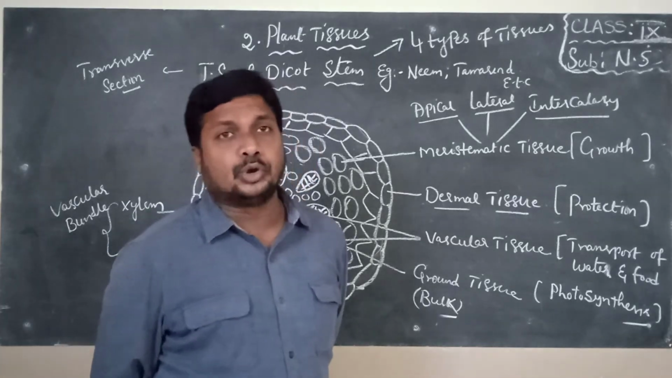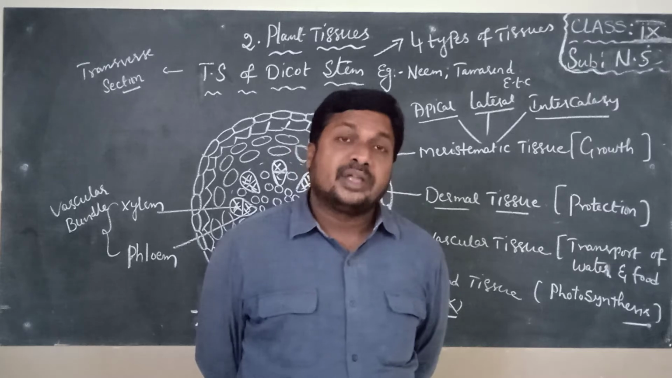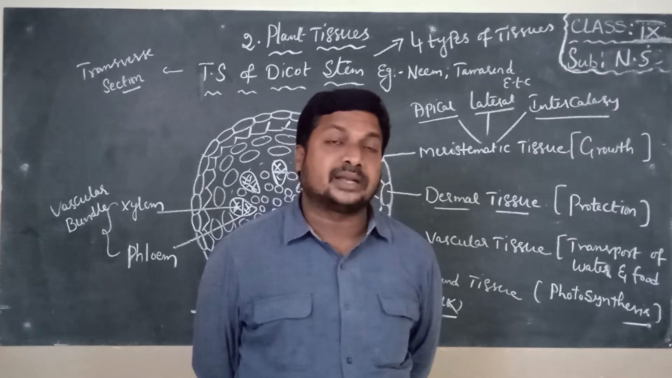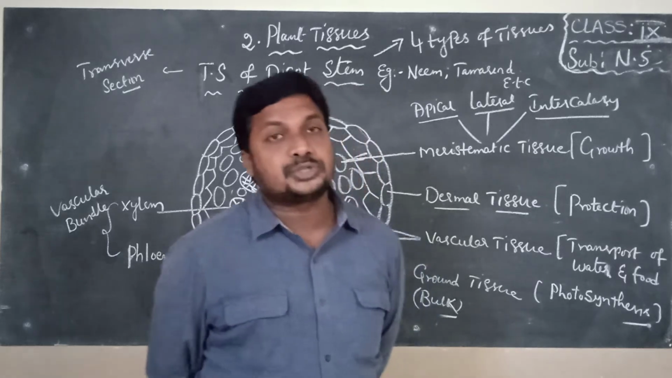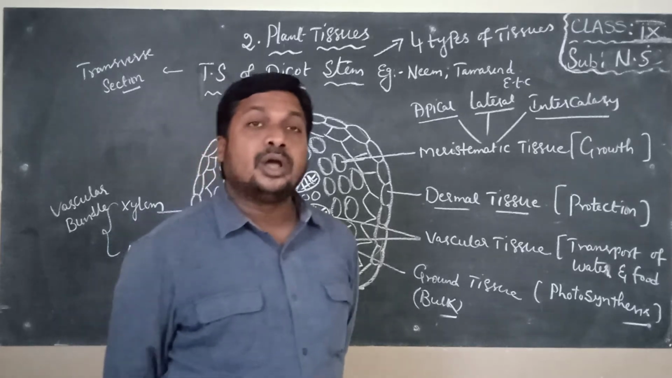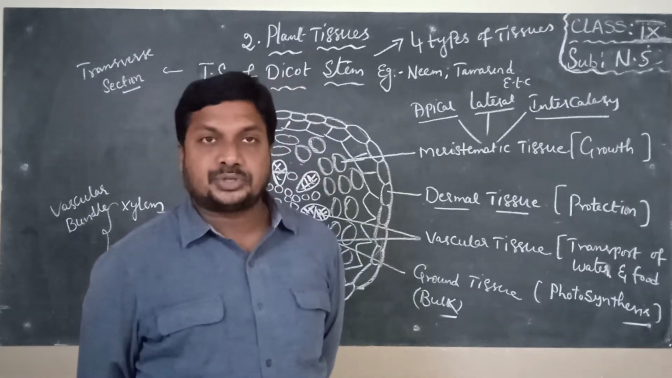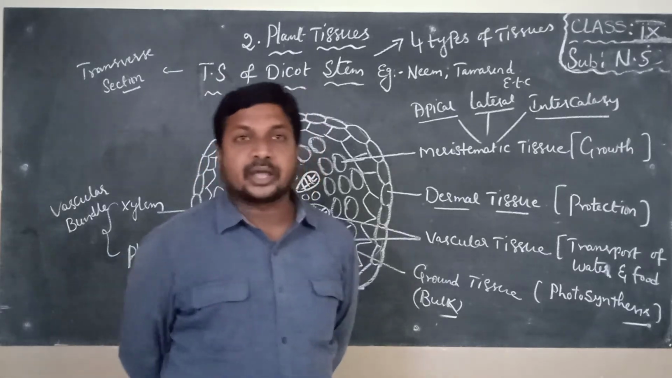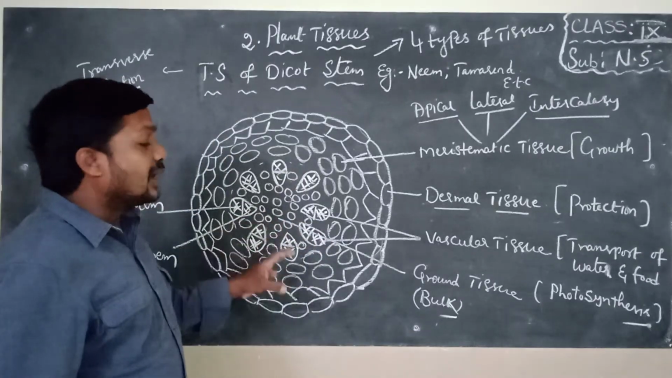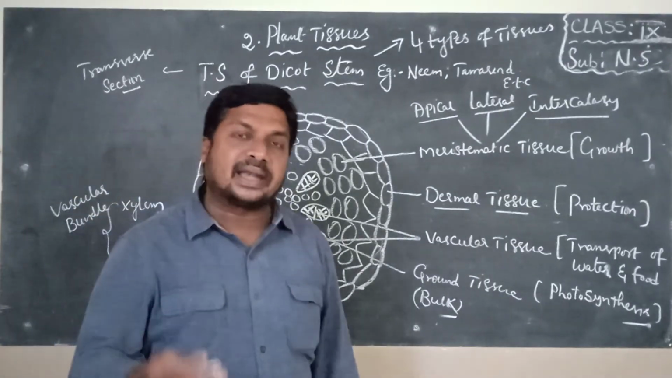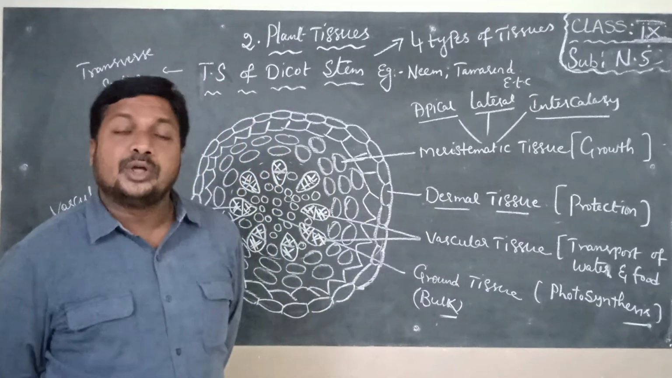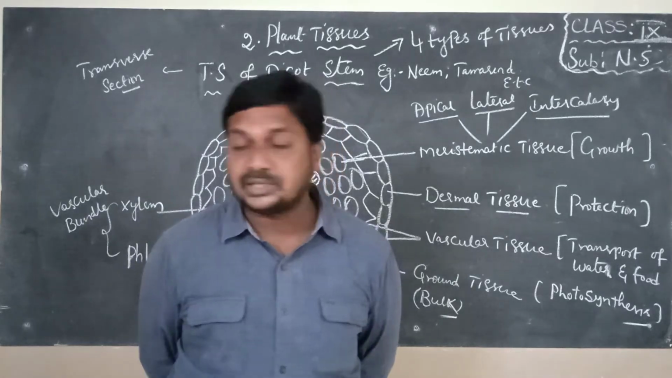If parenchyma consists of chloroplast, that is called chlorenchyma. If parenchyma has air spaces, that is called aerenchyma. If parenchyma stores food material, that is called storage tissue. These three types, chlorenchyma, aerenchyma, storage tissue, are the types of parenchymatous tissues. They have several functions. Okay, so this is called ground tissue. Ground tissue makes up the bulk of the plant body. Ground tissue consists of parenchyma, collenchyma, sclerenchyma. Again, parenchyma consists of chlorenchyma, aerenchyma, and storage tissue.